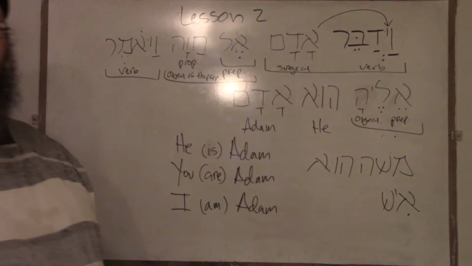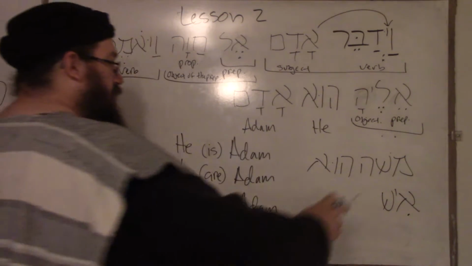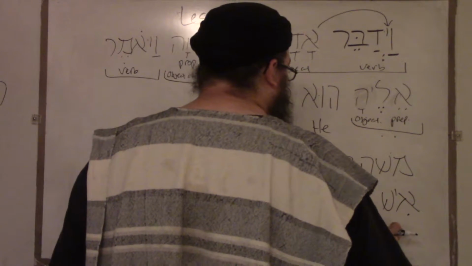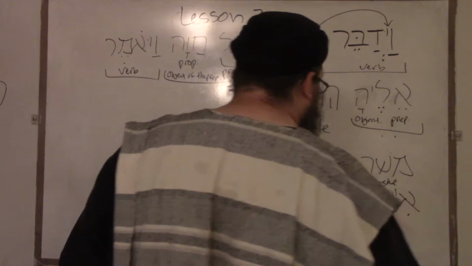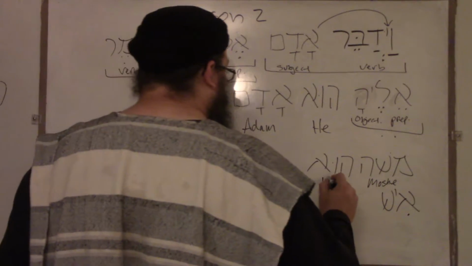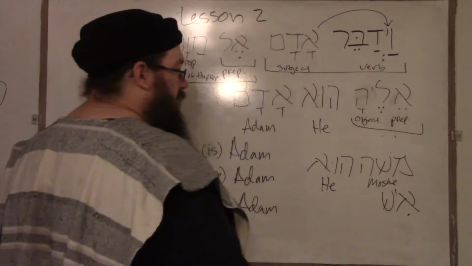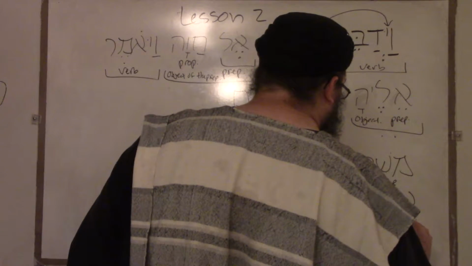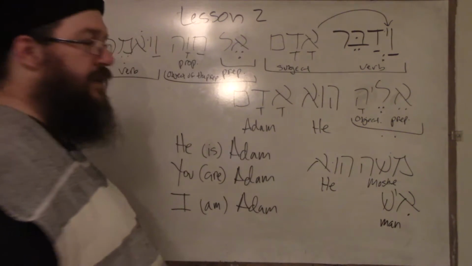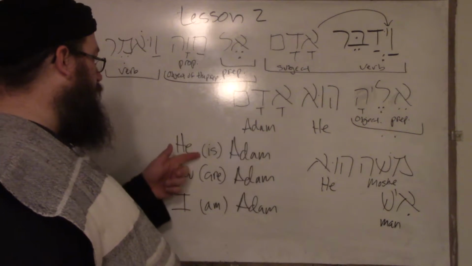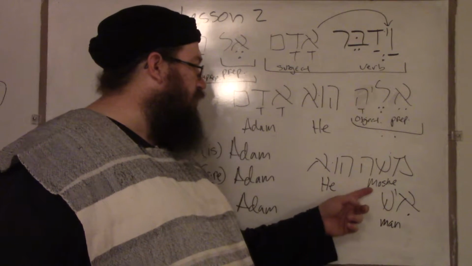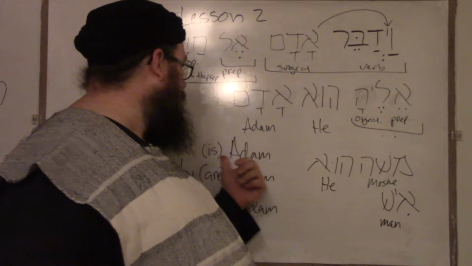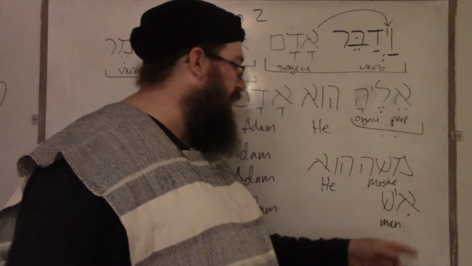Here's a 3-word noun sentence. Moshe hu ish. Moshe, we'll just translate this real quick. Moshe is a name. Hu, he, ish, man. So what do I need to do, right? I need to put the word is in between he and man. So Moshe, he is a man. Alright?